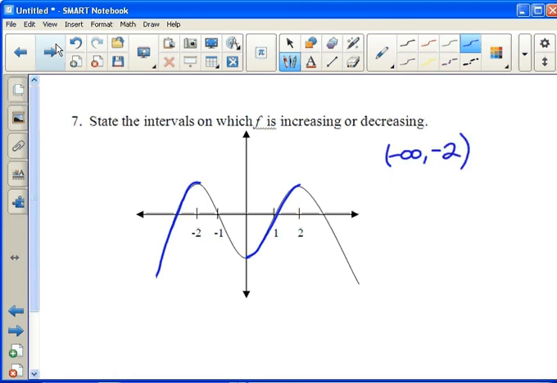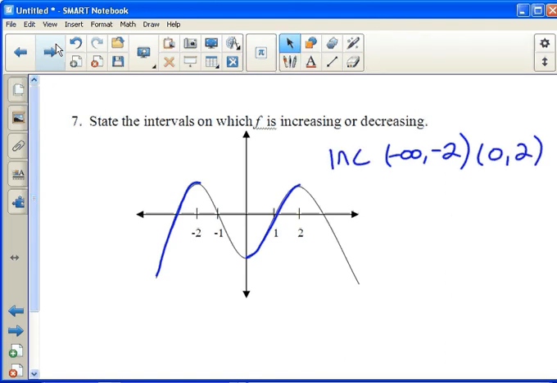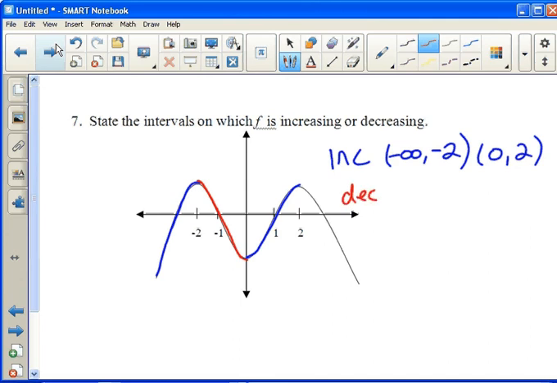And then decreasing would be from negative 2 to 0. And also from 2 to infinity. Make sure you're focusing on x values there. I know this is going down, but it's also going right, which is what we're focused on, the x values, so positive infinity.